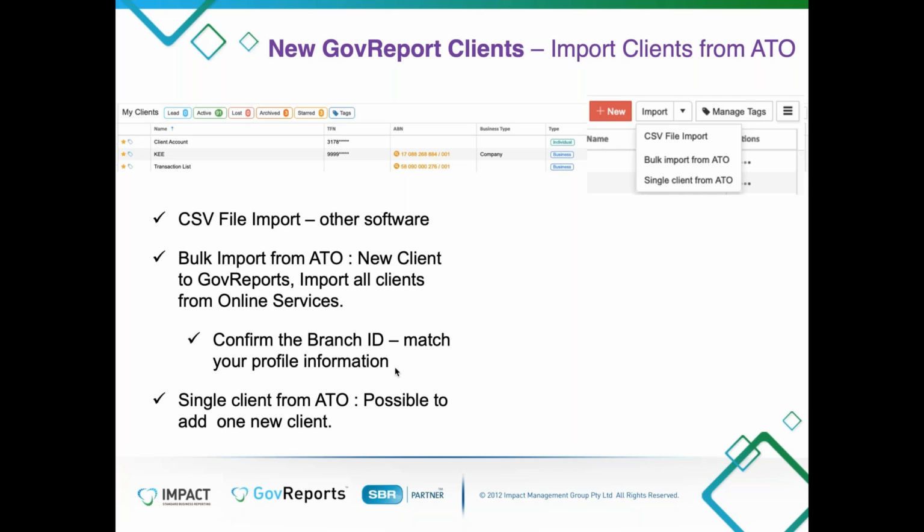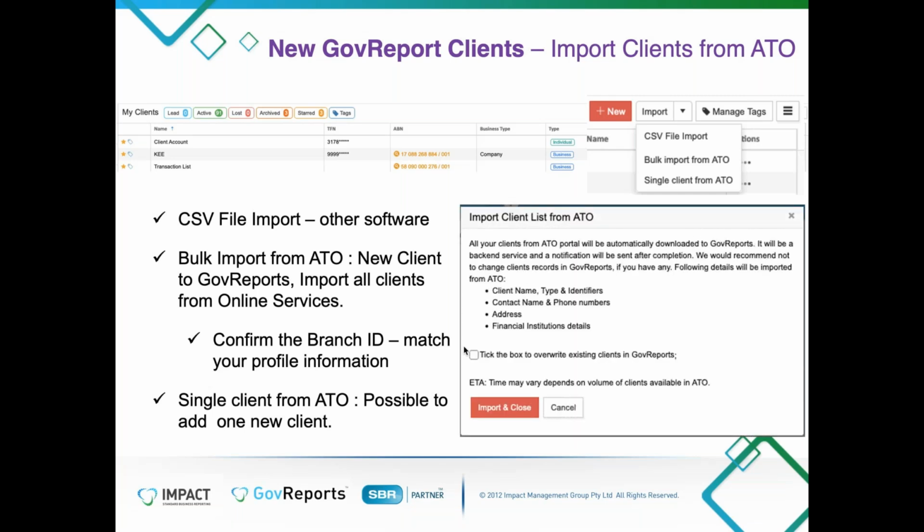One of the great things about this bulk import from the ATO, for me, is that within the ABN, it's showing you the branch number. So you know that you have the correct branch number for the client that you're dealing with, or the part of the client's business that you're dealing with. But as you go along, you can still do that single client from the ATO when you set up a new client in online services. So definitely have a look at that.